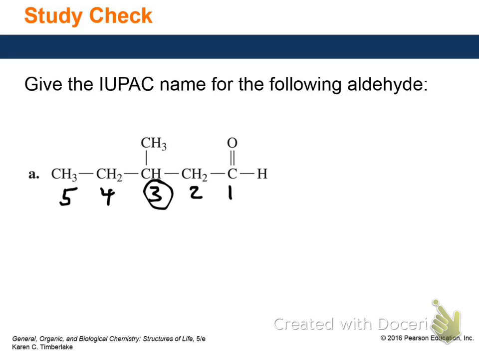So, 3-methyl. And then what? It's pentane, right? So pentanal, yeah. And if you have more than one substituent, you put them in alphabetical order.